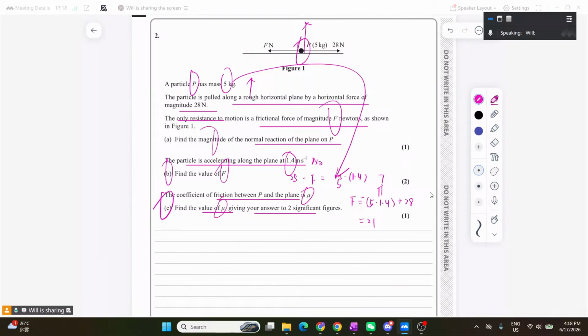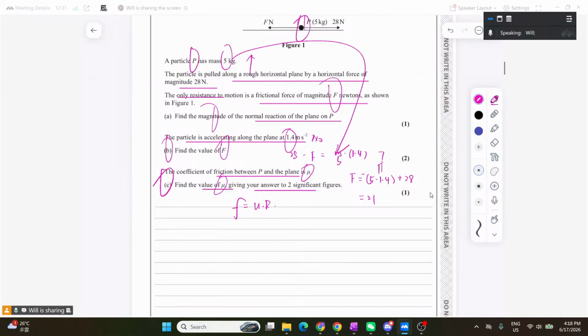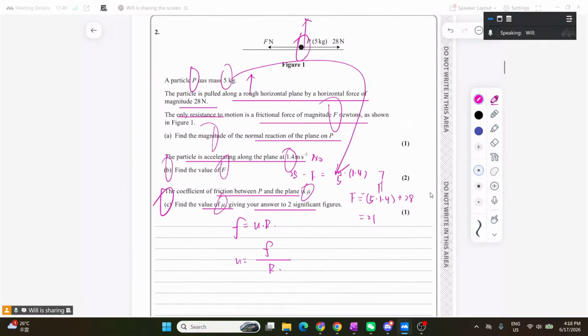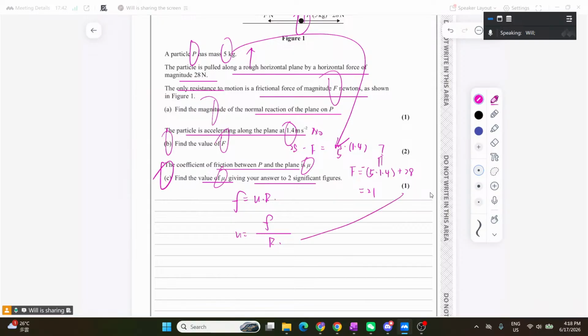So which formula do we use? If we calculate the friction, we know it is mu times R, the normal reaction. Then we separate it: F over the normal reaction, because the normal reaction equals the weight. Finally, we can get the coefficient mu. No problem. Understand?